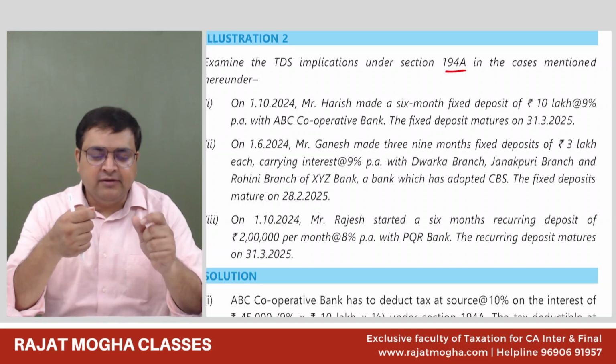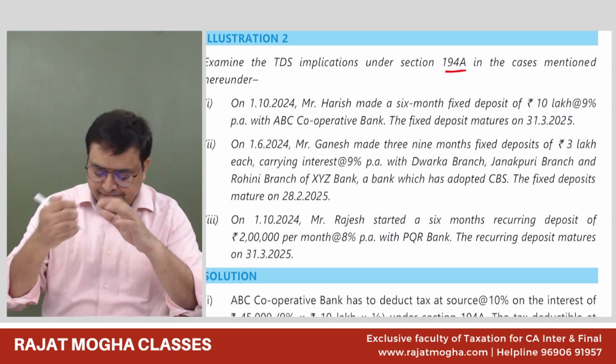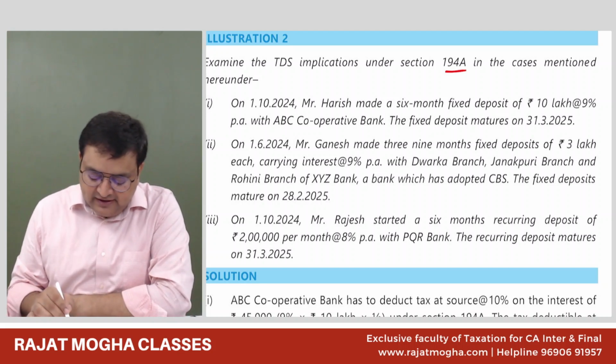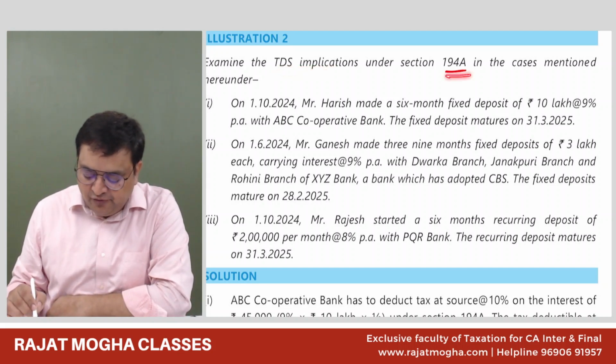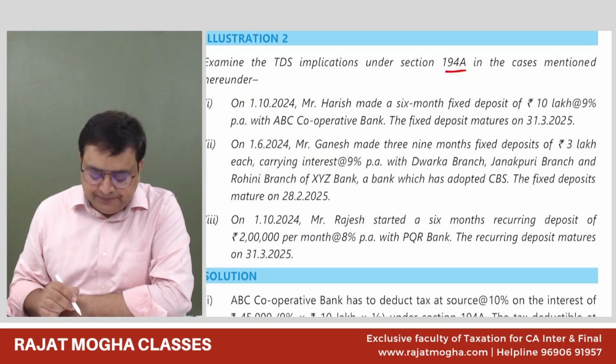So it is only one bank, all branches can be clubbed. Now, examine the TDS implications under 194A in the cases mentioned therein.